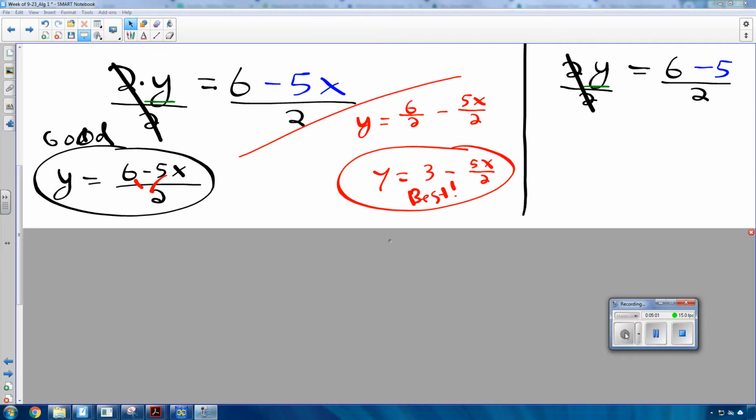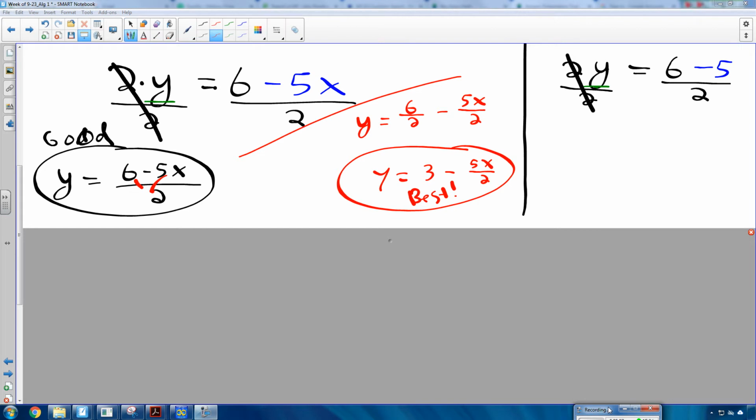Okay, so like we were saying, we have good answers and we have better answers or best answers. Now, the difference is that this good answer isn't simplified. Yeah, you did the job. You got the y equals alone. You got y by itself. But you didn't really simplify. Like, this is kind of an ugly looking thing. You can't do a lot with it. It's okay to have that for today.